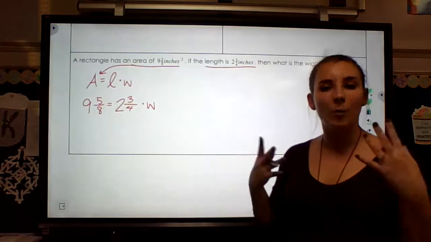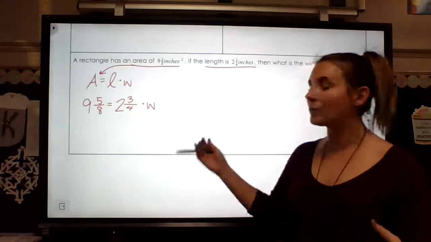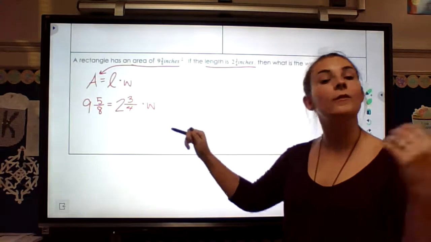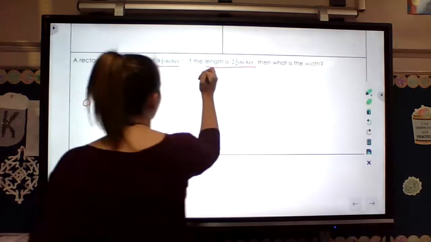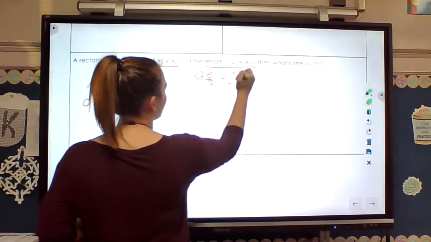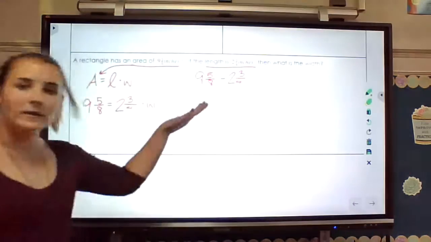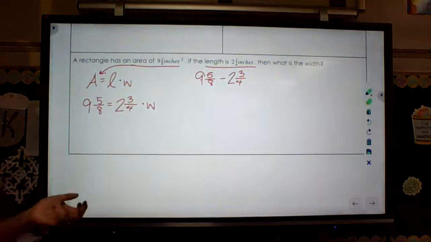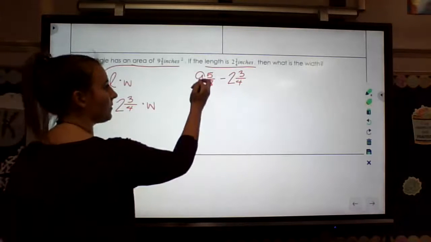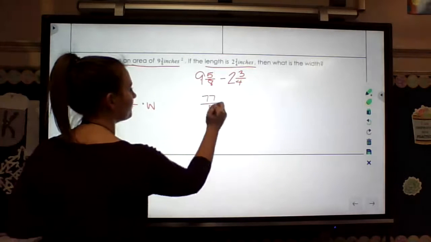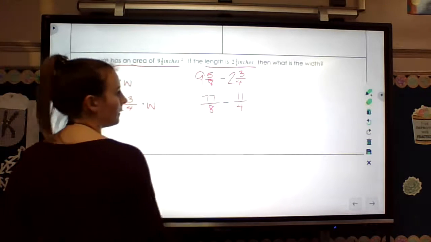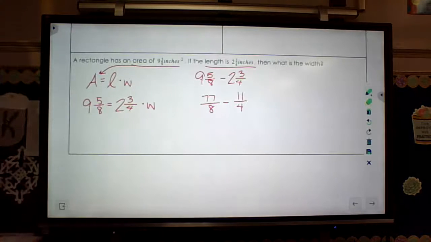So what you need to do is kind of work backwards. Working backwards would mean you're going to have to do division. If you're trying to find out what that other number you need to multiply is, you can find that by dividing. So you're going to take that total area, 9 5/8, and you're going to divide it by the length, 2 3/4. Now this is like those problems we just did earlier. We need to make them improper. Bottom times the whole plus the top. 8 times 9 is 72, plus 5 is 77. 4 times 2 is 8, plus 3 is 11. Now that I've made them improper, I'm going to keep, change, flip.